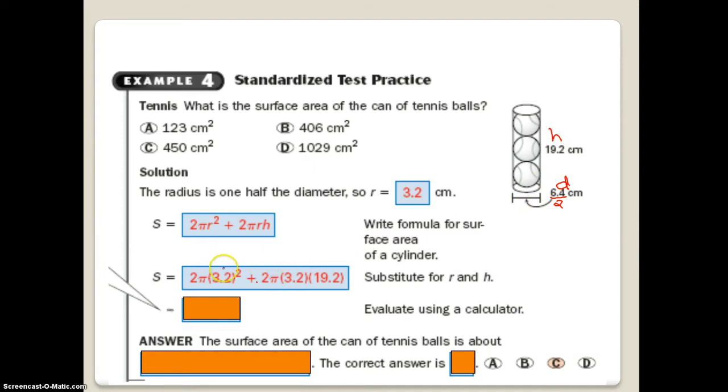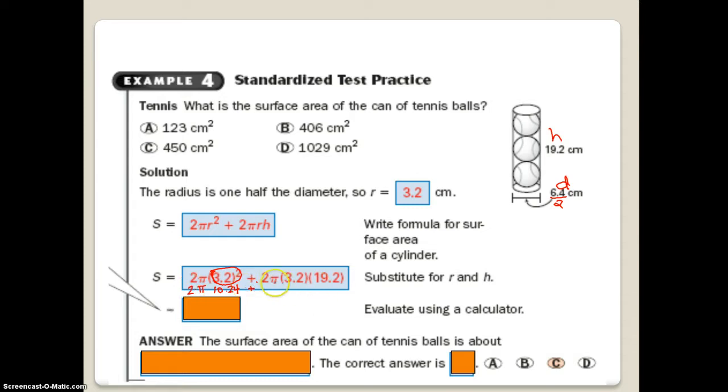Remember your order of operations. Parentheses first. 3.2 squared is 10.24. Bring everything else down.